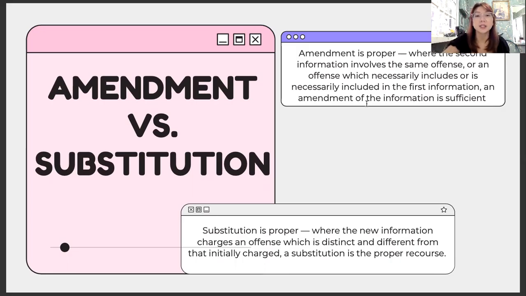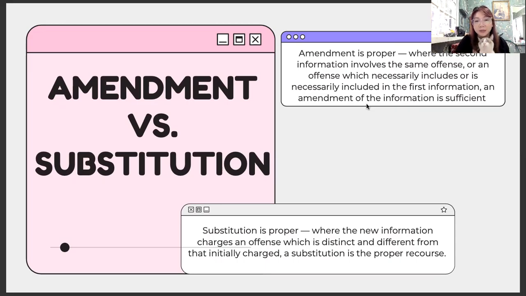So the test here is there is identity between the two offenses when the evidence to support the conviction for one offense would be sufficient to warrant a conviction for the other, or when the second offense is exactly the same as the first, or when the second offense is an attempt to commit or a frustration of, or when it necessarily includes the offense charged in the first information.